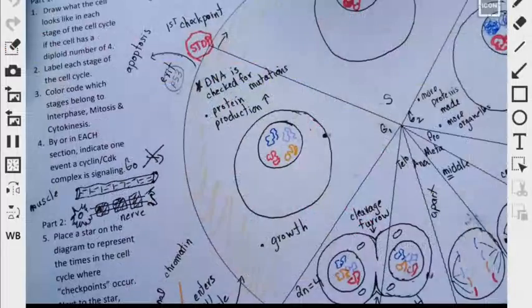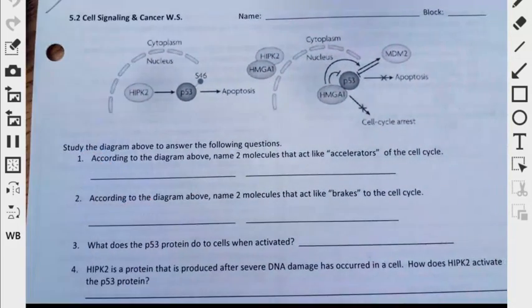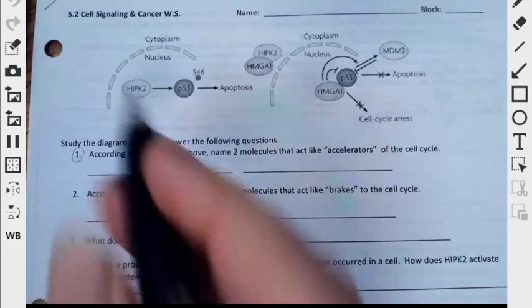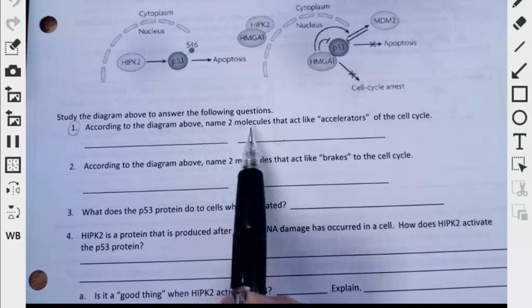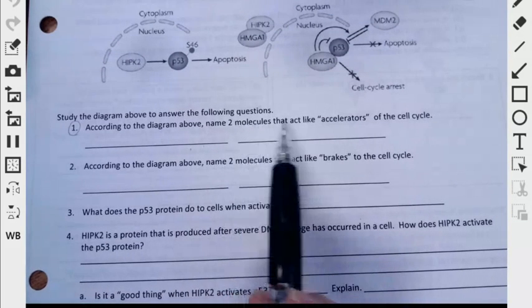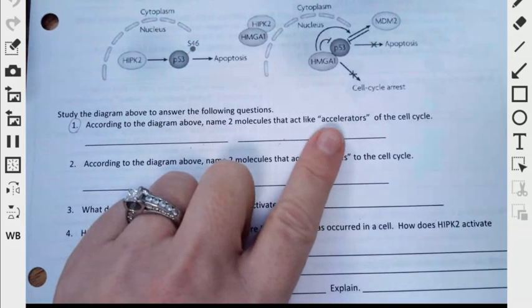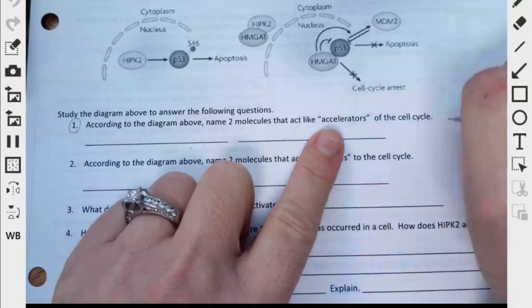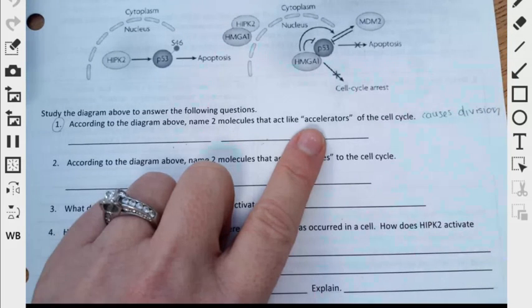Let's grab 5.2 here. All right. Again, cancer. When good proteins go bad. Okay. So the first question, we're just going to start the first question and see if you can get two proteins named here. It says, according to the diagram above, name two proteins that act like accelerators of the cell cycle. So if a protein is an accelerator, it doesn't mean it's good or bad. It just means it causes division. Okay, causes division, and we need cells to divide, so we need accelerators of the cell cycle.